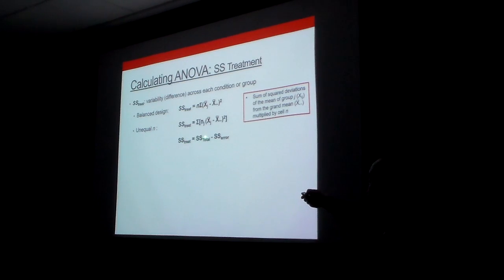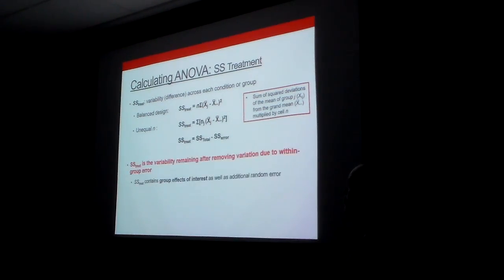Okay, sum of squares treatment by computation is going to be sum of squares total minus sum of squares error. This will get it to us very quickly. Okay. And so our sum of squares treatment is the variability that we have left after removing all of the within group error. Okay. This is going to be our effect of interest in addition to some random error that we see across groups.